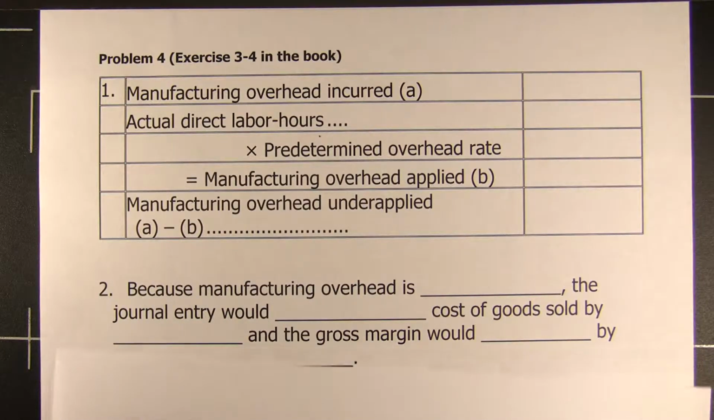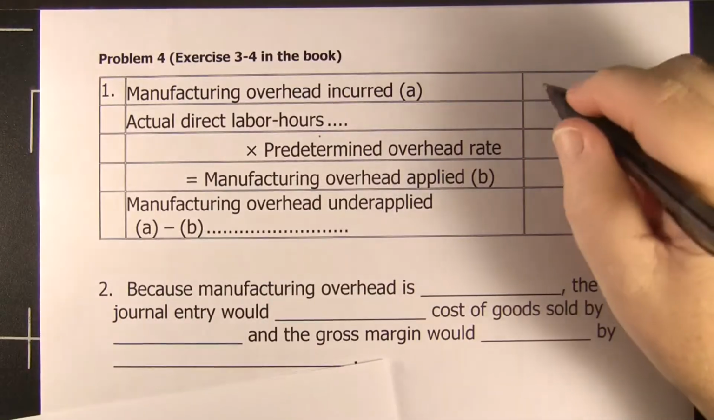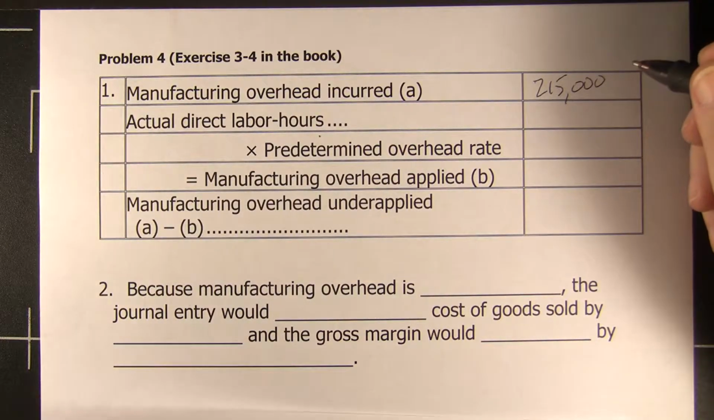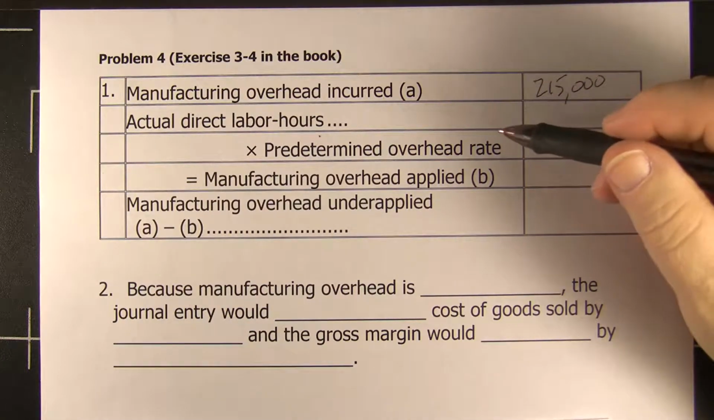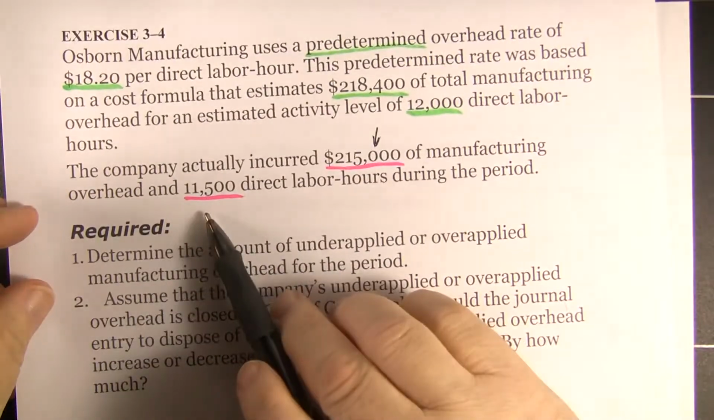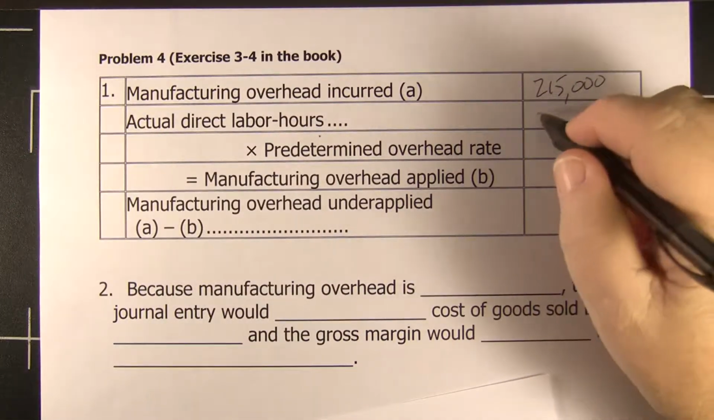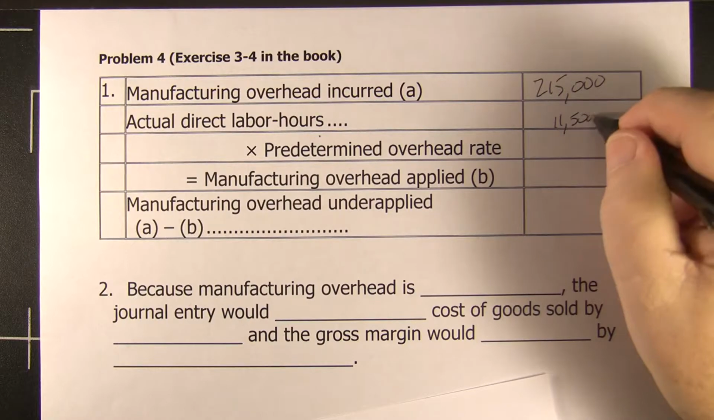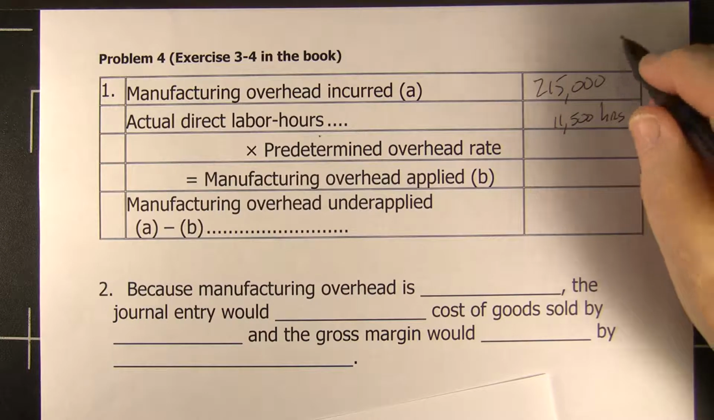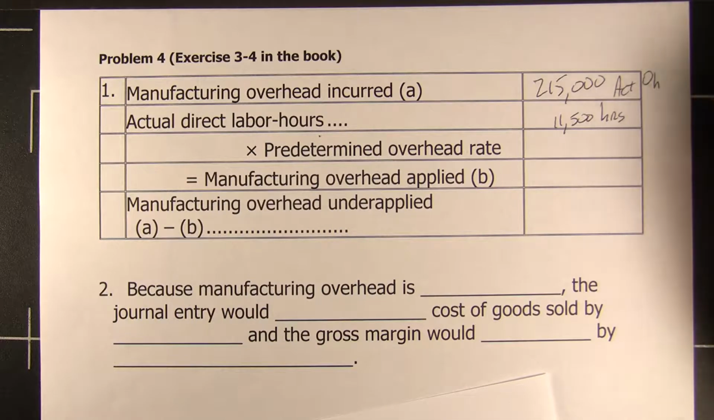Manufacturing overhead incurred, that's this number right here, 215,000. The actual direct labor hours times the predetermined overhead rate. They actually had 11,500 hours. And this is the actual overhead. And it's important to label.